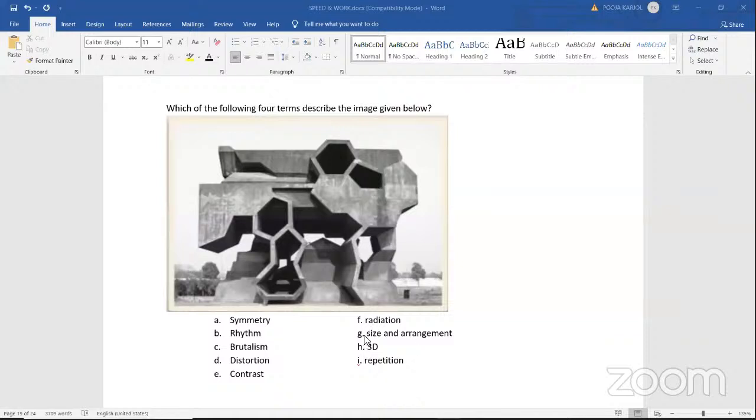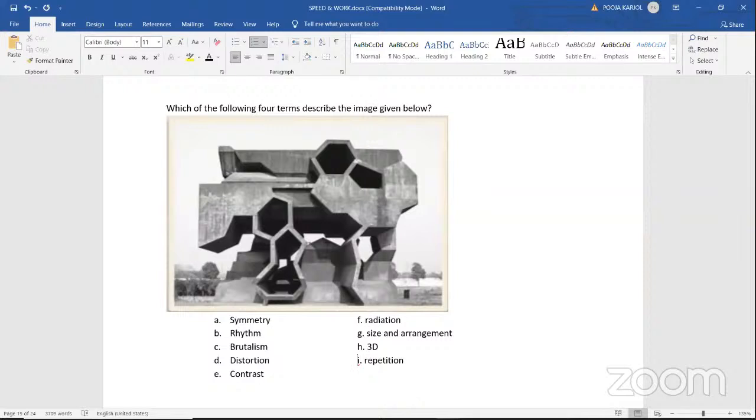Size and arrangement. 3D. Brutalism, 3D, correct, ma'am. Okay. Size and arrangement and brutalism. Okay. Of course it is separate for all.